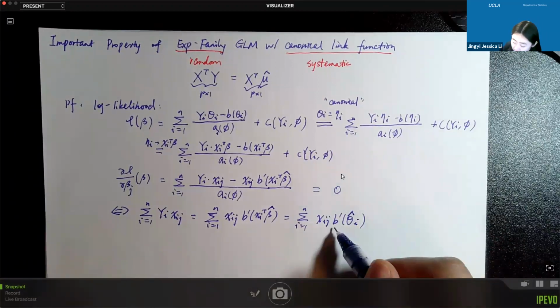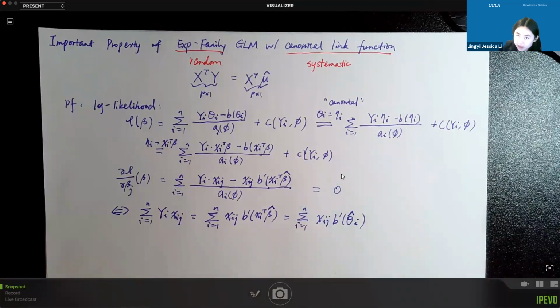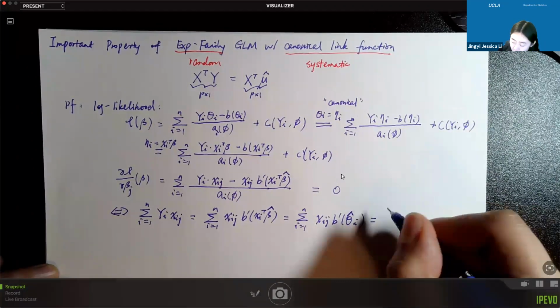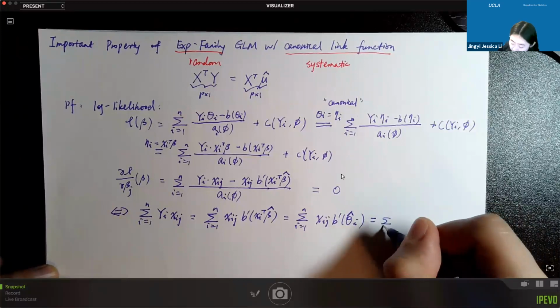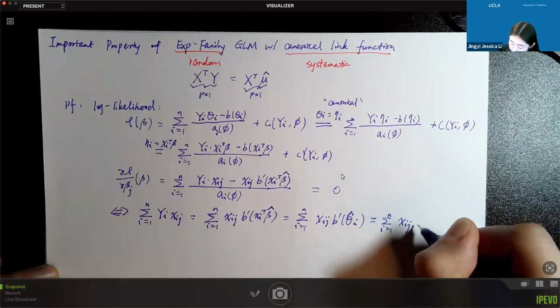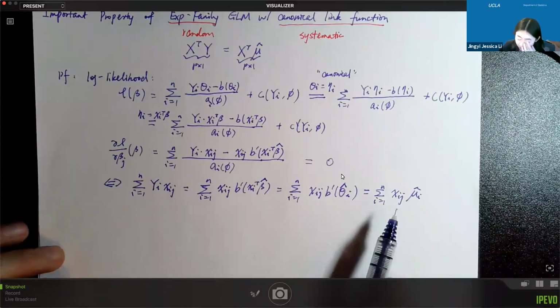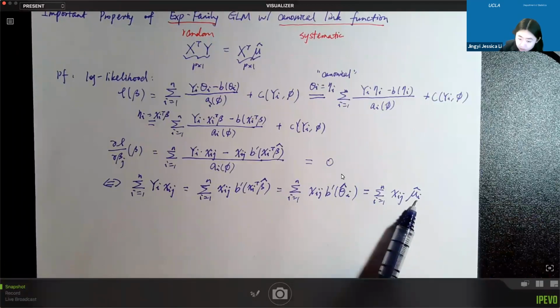And I know that this b prime theta hat i is the expectation of yi with the MLE, with that property of the exponential family. We know mu i equals b prime theta i. But here we're using theta i hat, which means it's the MLE of theta i. So we can say that b prime theta i hat is mu i hat. So I go one step further, I get, okay. So you see, what I have here is for the ith element, I'm going to have this thing.